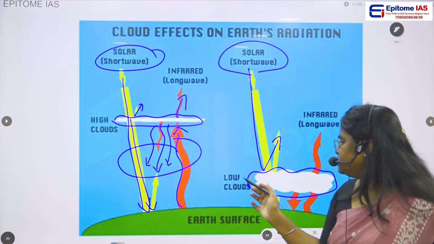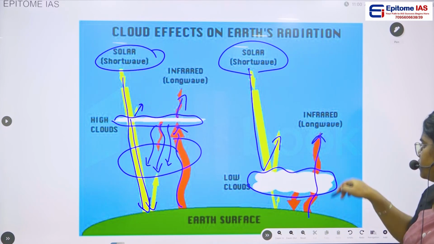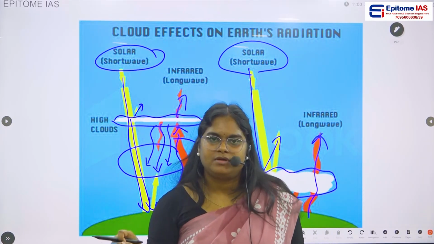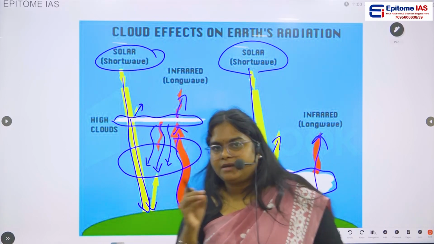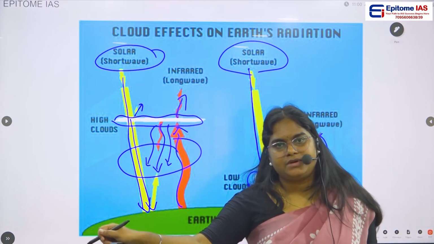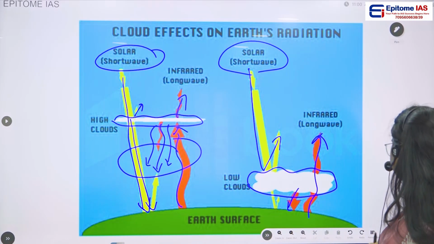But what happens in the case of a low cloud is that most of the terrestrial radiation is let to escape to space. Only some of the terrestrial radiation will be trapped by the low clouds. Now let us go back to this question.